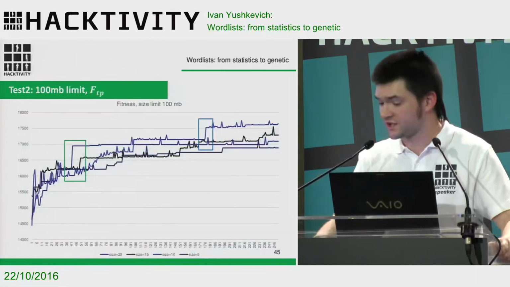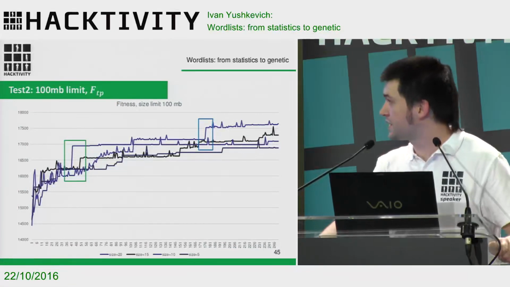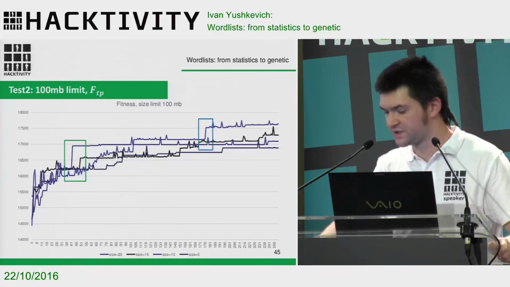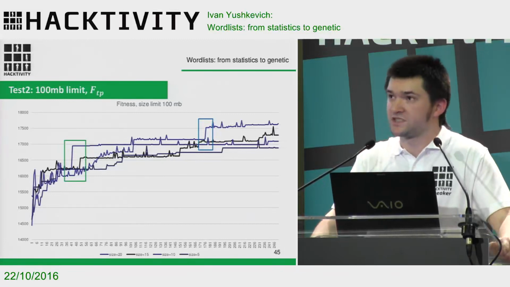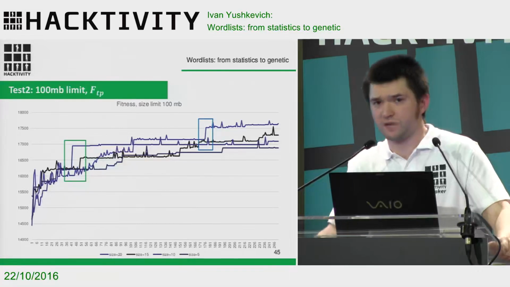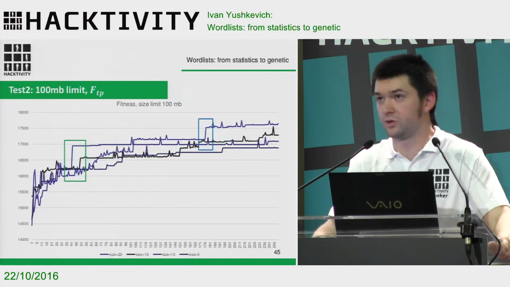So another test for 100 megabytes. As you can see, the chromosome with size 20 got better results than the others. It's pretty clear that for 100 megabytes, many more dictionaries can be picked up than for 10 megabytes.